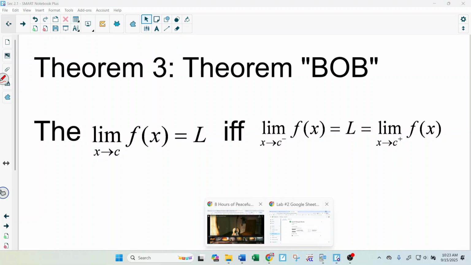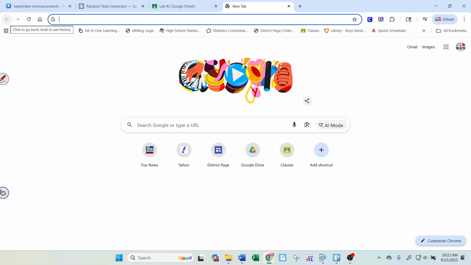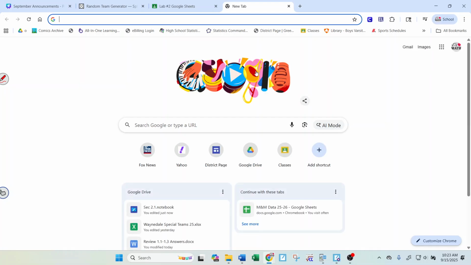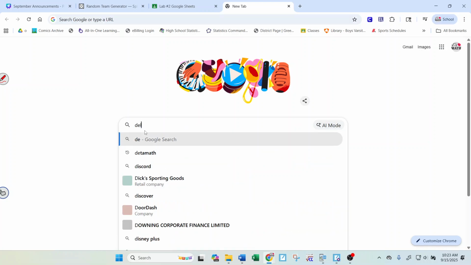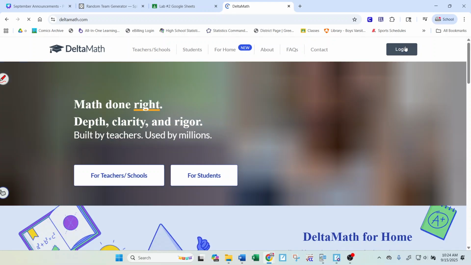Let's look at a couple examples here of this. Your homework here is going to be some Delta Math. So let's look at some examples here.